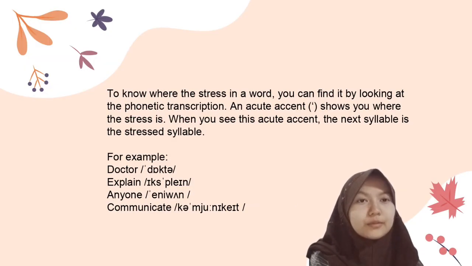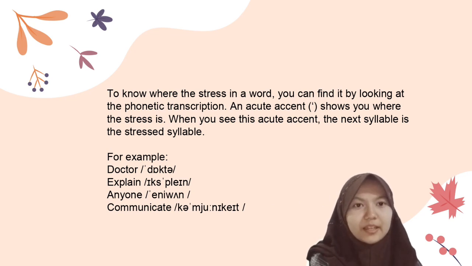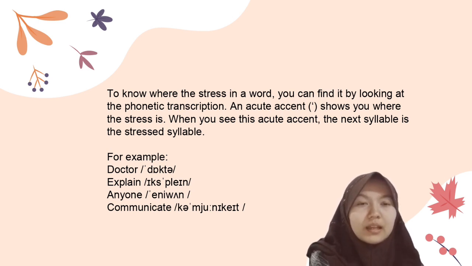Okay, to know where the stress is in a word, you can find it by looking at the phonetic transcription. An acute accent shows you where the stress is. When you see this acute accent, the next syllable is the stressed syllable. For example, doctor. Nouns with two syllables usually have stress on the first syllable. Another example, picture, money, water. And then the second example, explain. Most nouns and adjectives with two syllables have stress on the first syllable, and most verbs have stress on the second syllable. Another example, decide, forget, repeat.